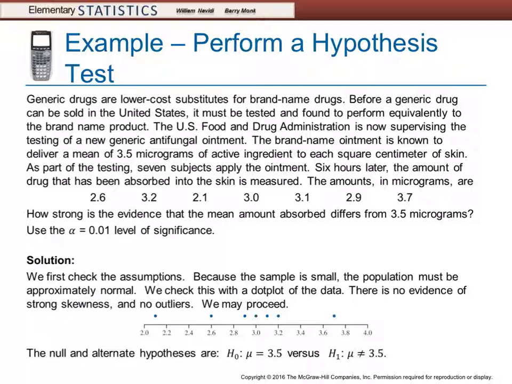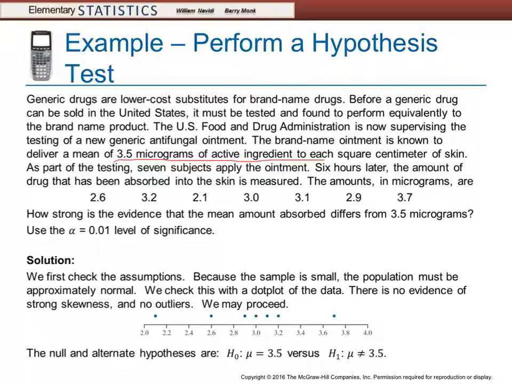So now we look at the generic drugs, the low-cost substitute for a brand name. And this is also a previous example, but we're going to use the TI-83 or 84 for this particular example. We were given that the brand name ointment is known to deliver a mean of 3.5 micrograms of active ingredient to each square meter of skin.